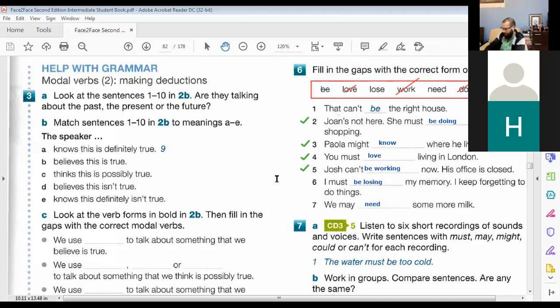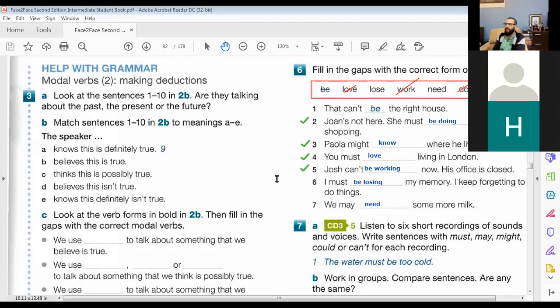Because she said, I keep forgetting to do things. So she is right now losing her memory. Correct. So it's something going on now. It's not a state. That's correct. It's something that's happening right now. Do you get the idea, Sana? Yes, okay.